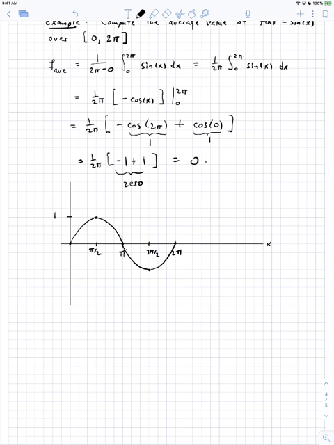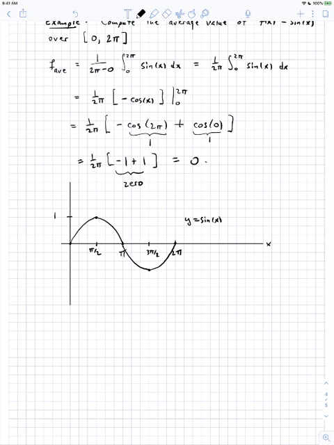So you can see that this function, y equals sine of x, has a graph which between 0 and 2 pi spends exactly as much time above the x-axis as it does below the x-axis. So that means the area above the x-axis is the same as the area below the x-axis. So it's not surprising that in this case we'd have an average value which is 0.